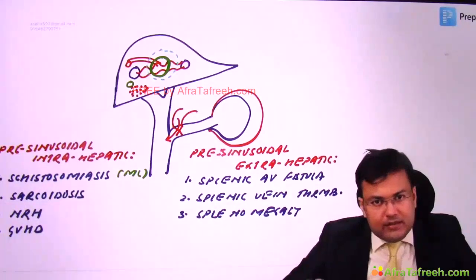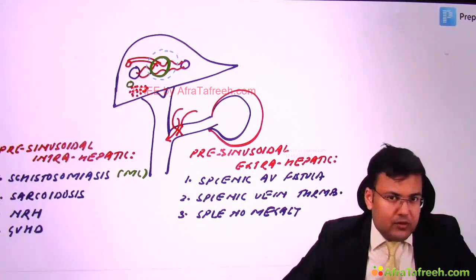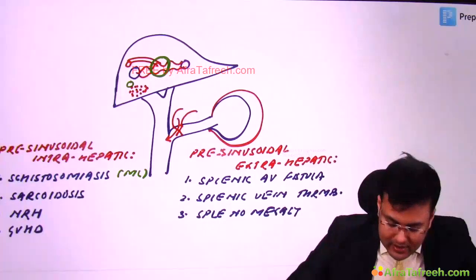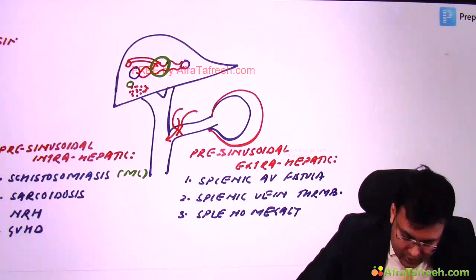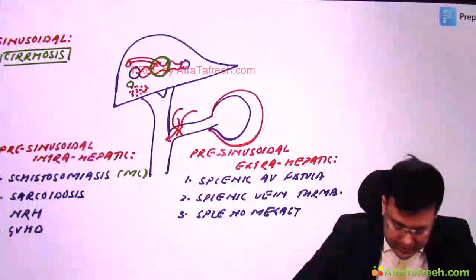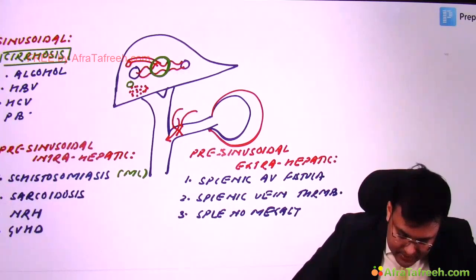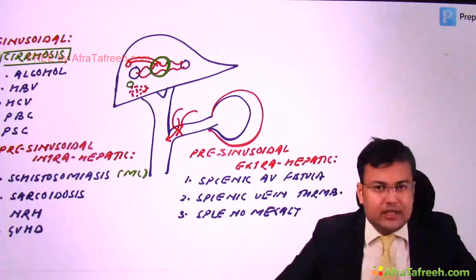So around this sinusoid, if some etiology is there, that is sinusoidal, and that includes causes of cirrhosis. What is the most common cause? Alcohol. Other causes: hepatitis B virus, hepatitis C virus infection, primary biliary cirrhosis, primary sclerosing cholangitis, right? So what are the sinusoidal causes? The causes of cirrhosis are included. Clear? So what are those causes? Alcohol, hepatitis B virus infection, hepatitis C virus, primary biliary cirrhosis, primary sclerosing cholangitis, right?